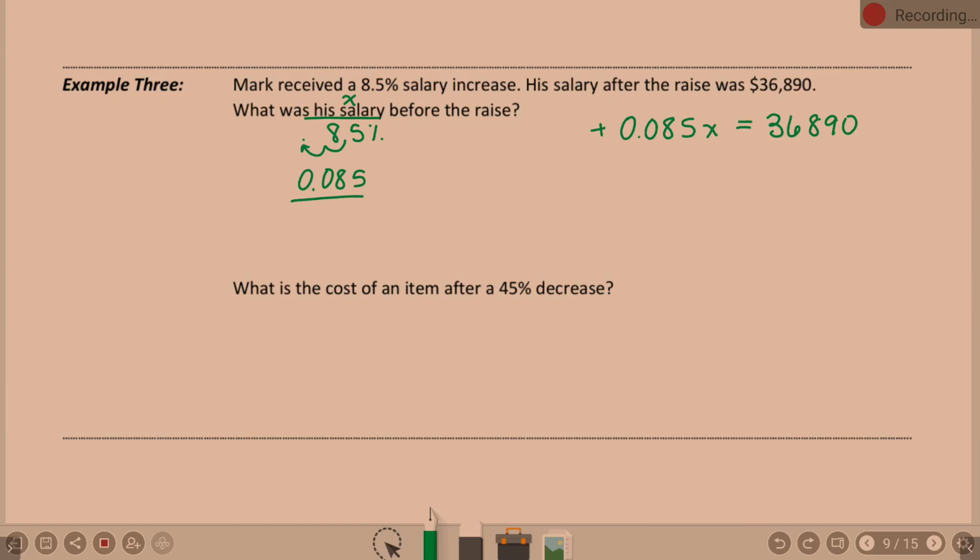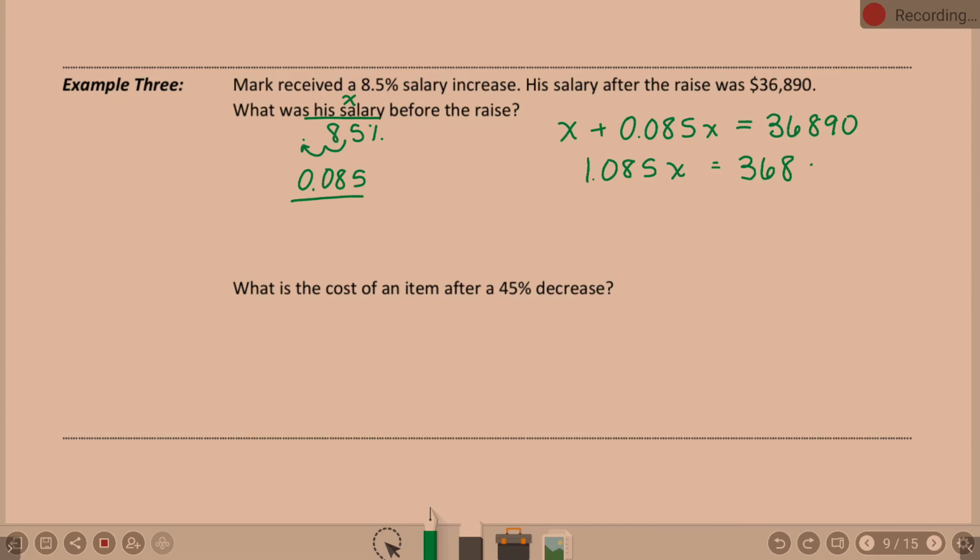Is this making sense? His original salary is x, plus he's getting an 8.5% increase. So 8.5% of his original salary he's adding on, and he's going to end up at $36,890. Now, what is x plus 0.085x? It would be 1.085x.